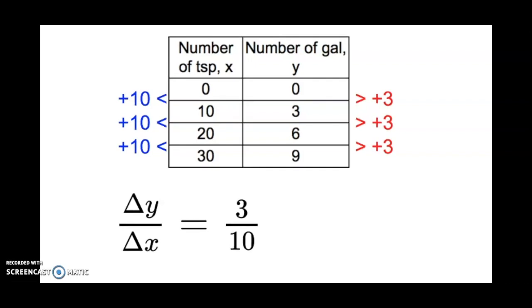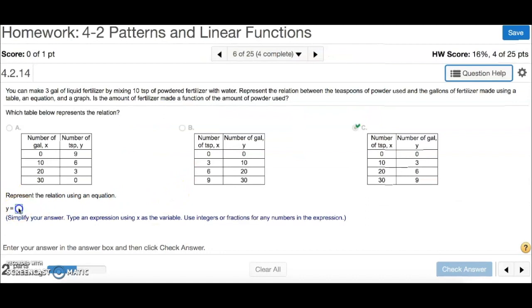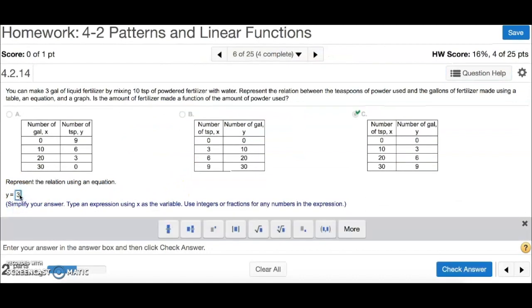Write this as an equation. My rate of change, we said, is 3 over 10. So we have Y equals 3 over 10x. Now my starting point at 0 for x is going to be 0 for y. So we don't put anything there because you don't have to put plus 0. So my equation is simply going to be y equals 3 over 10x. So let's go back and type it in. So 3 over 10x.